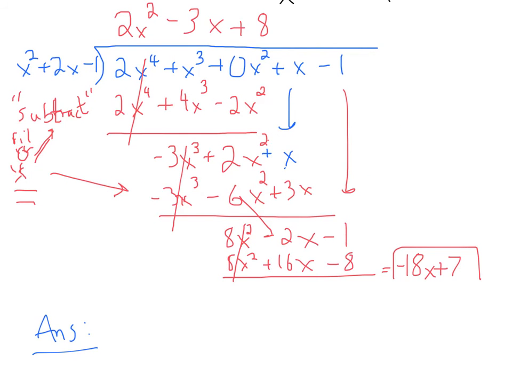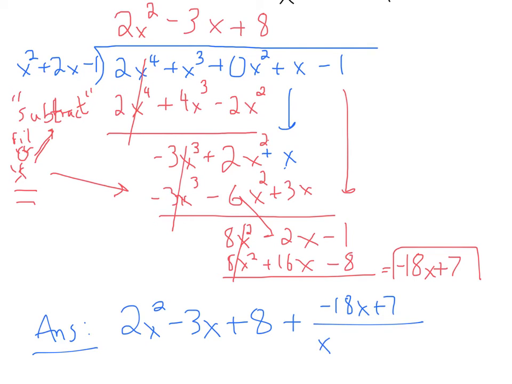And our answer to this division problem is the polynomial 2x squared minus 3x plus 8, that's the quotient, and then we have plus the remainder over the divisor. Here the remainder is negative 18x plus 7 over the divisor, which was x squared plus 2x minus 1. And this big fancy expression is the result of our division. As you can see, a lot of steps, and you must be very careful.